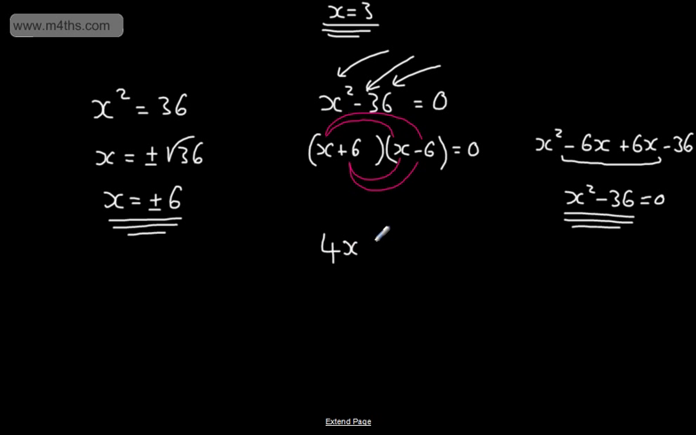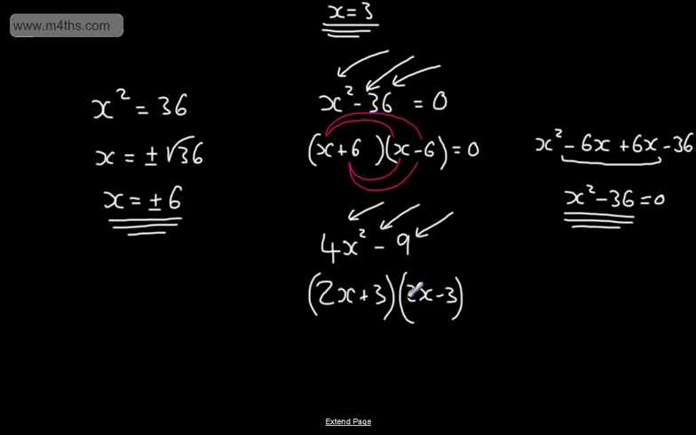So for example, 4x squared minus 9. This is a square number. 4 is a square number. X squared is a square number. That's a difference. That's a square number. So we could factor this as 2x plus 3 multiplied by 2x minus 3. So nice and logical. After a while, you'll get used to it.